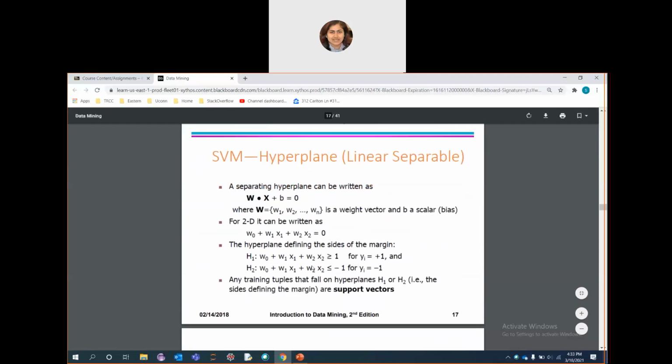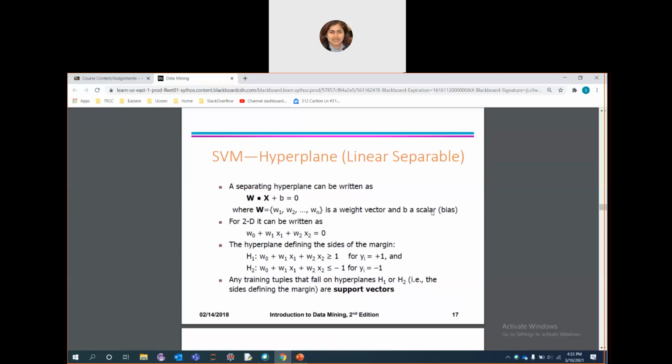So see one small analysis. A separating hyperplane can be written as the equation of a line: W dot product X, because these two are matrices, so there should be a dot product, plus b equals 0. Here we consider W as the multiple weight vectors W1, W2 up to Wn, and b is considered as a bias or a constant. It's a scalar value. These are some of the parameters required for training the support vector machine model. If there is a two-dimensional space, we can write the formula in this way: W0 plus W1 x1 plus W2 x2. It's two-dimensional, so each dimension, x1 and x2, will be associated with a weight.